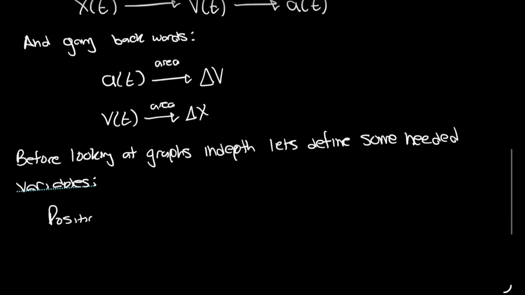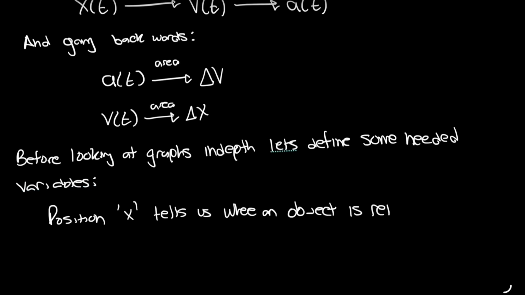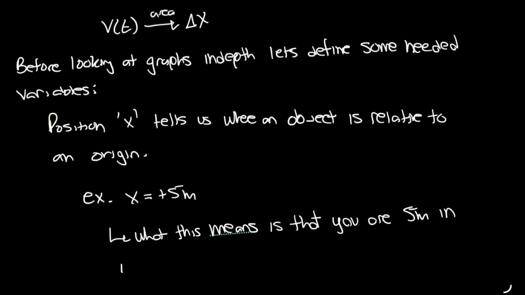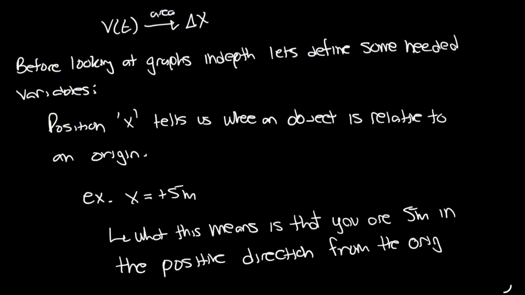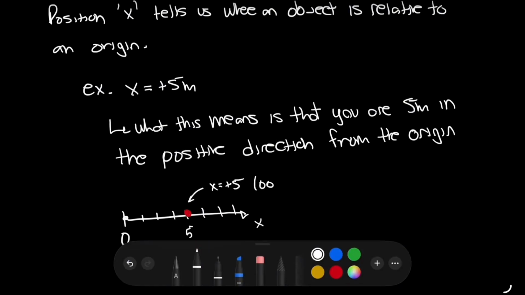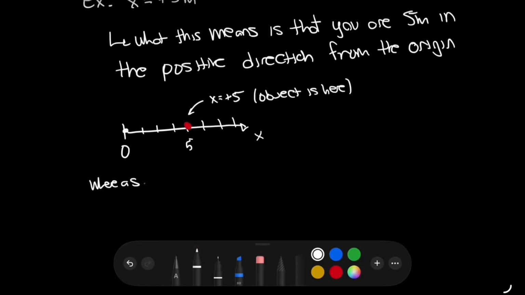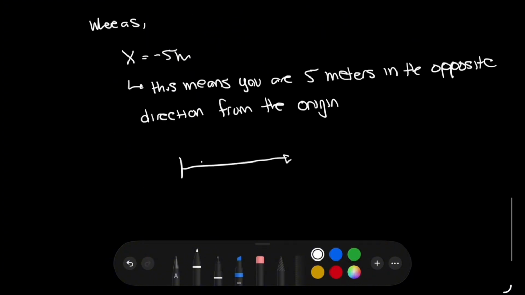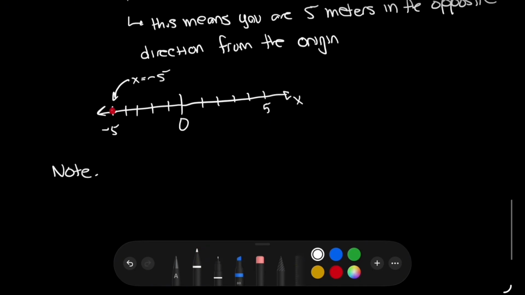So to start, position denoted by x tells us where an object is related to the origin. So for example, if x equals positive 5 meters, what this means is that you're 5 meters in the positive direction from the origin. So if I draw this x-axis here, x equals 5 just means we are at the positive 5 meters position. Whereas, for example, if x equals negative 5 meters, this means that you're 5 meters in the opposite direction from the origin. So if we draw our x-axis here, this means that you would be on the left-hand side here at x equals negative 5.